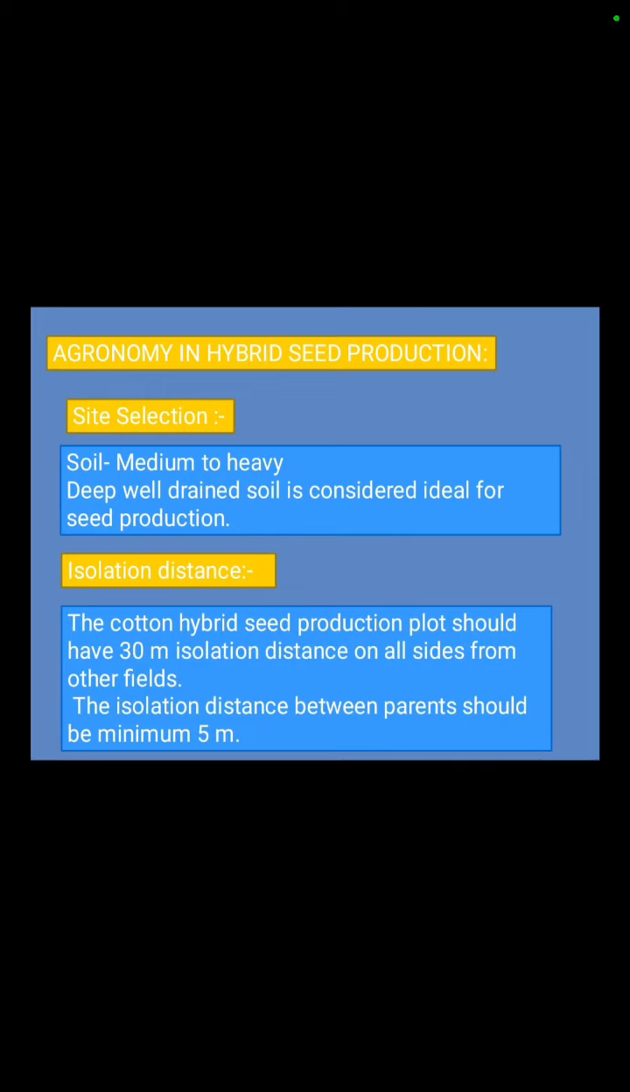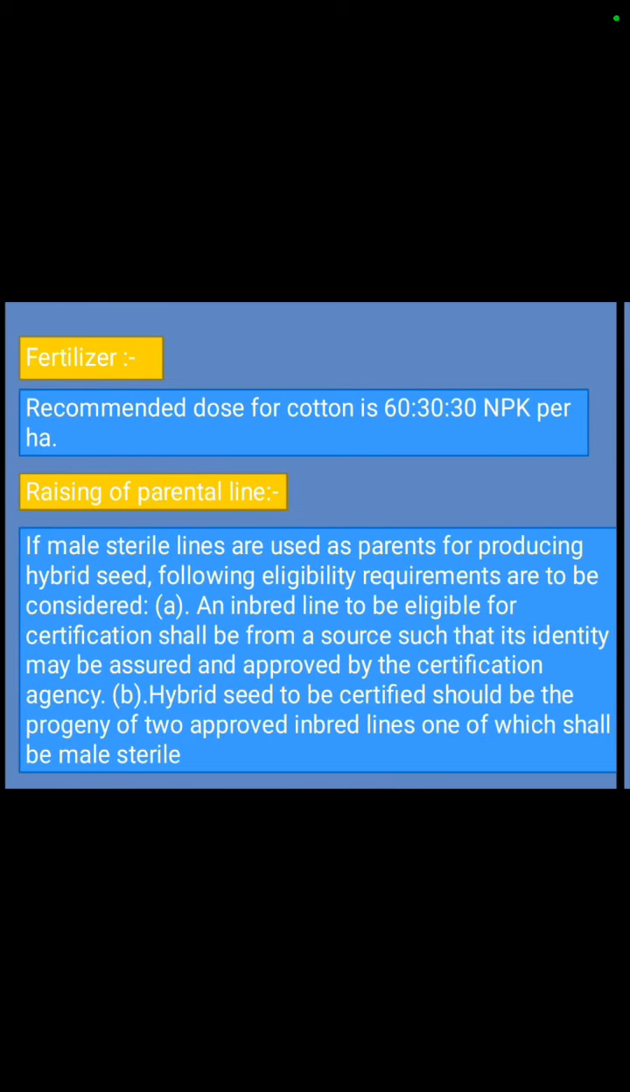Then comes agronomy in hybrid seed production. First is site selection, in which soil that is medium to heavy, deep, and well drained is considered ideal for seed production. Isolation distance: the cotton hybrid seed production plot should have 30-meter isolation distance on all sides from other fields. The isolation distance between parents should be a minimum of 5 meters. Fertilizer: the recommended dose of fertilizer for cotton is 60:30:30 NPK per hectare.